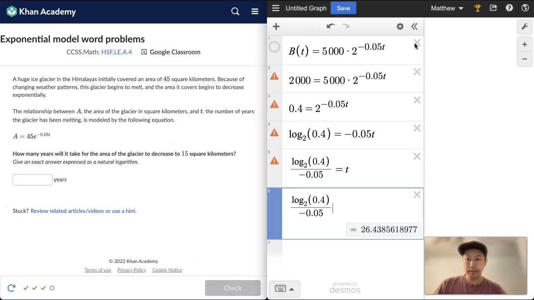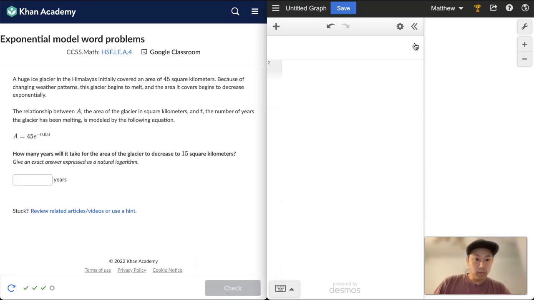Okay, last one. We have a glacier context here. A huge glacier covered an area of 45 square kilometers. Due to changing weather patterns, the area begins to decrease exponentially. The variable A is the area of the glacier in square kilometers. T is the time it takes for that area to change.